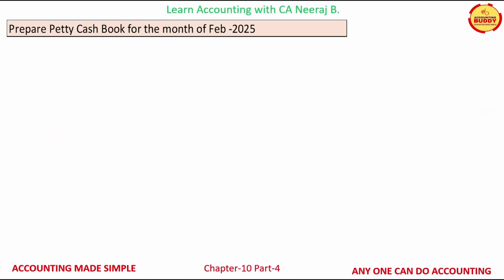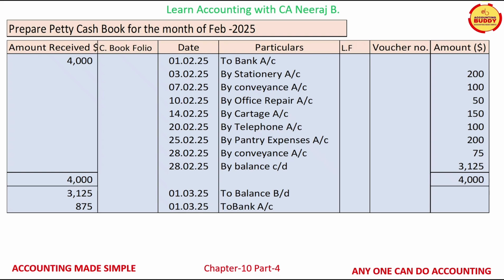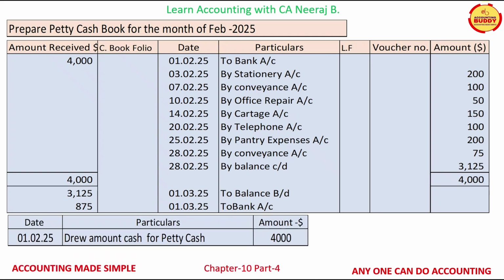Let us understand in detail how the transactions are recorded in a petty cash book. The petty cash book for the month of, say, February 25 of a business is displayed on your screen. On 1st of February 25, the business withdrew an amount of $4,000 for petty cash. This transaction of $4,000 will be recorded in the amount received column on 1st of February 25 by writing the words to bank account in the particulars column.